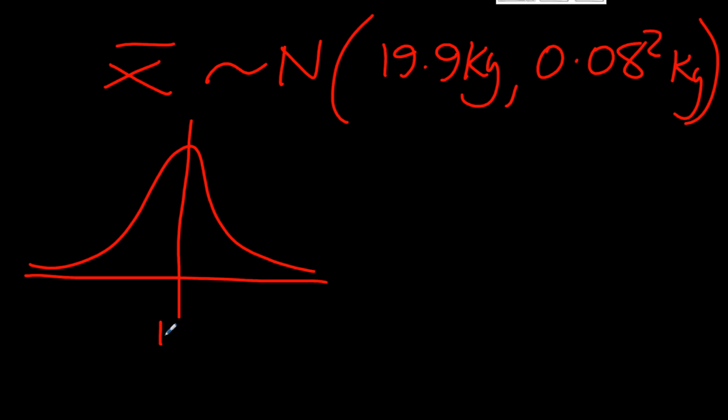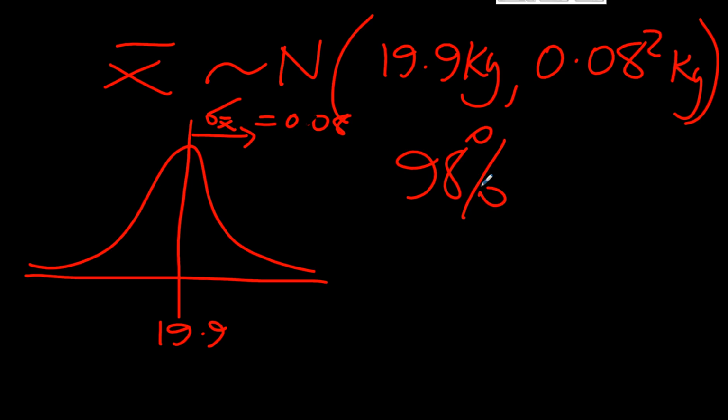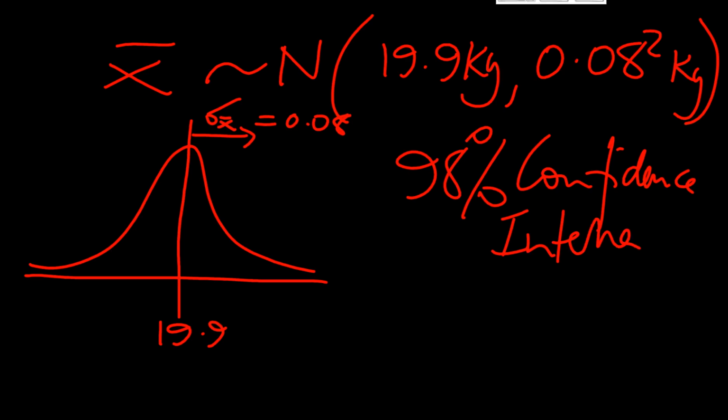We've worked out that the mean for our sample mean range is going to be 19.9. We've got our standard deviation of sample of 0.08, and they've asked us to create a 98% confidence interval. So we're entitled, because they told us it was normal, to use our normal Z distributions and our probabilities. So let's get our calculator up on the screen. Let's have a quick look.